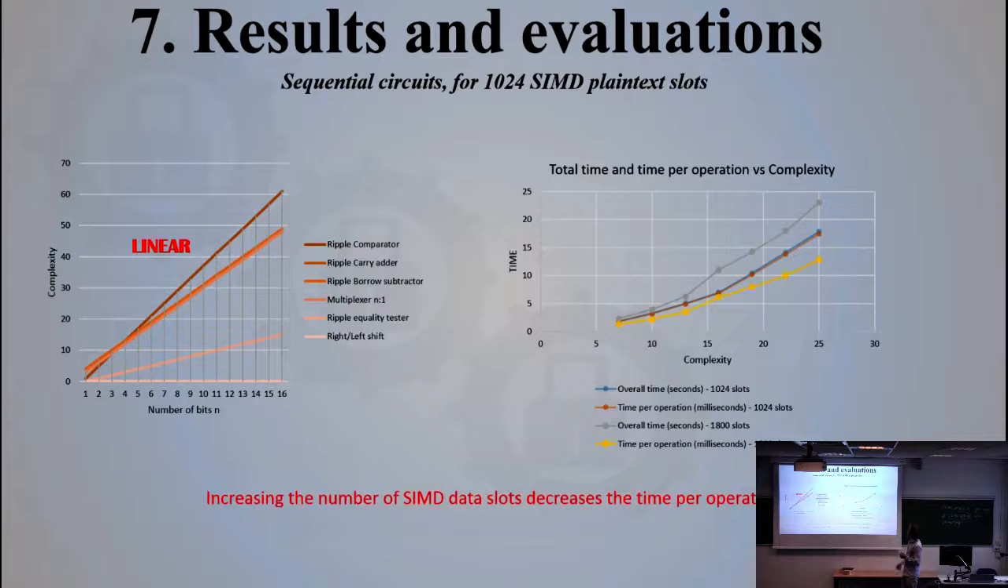And as you can see, this is another graph showing the time per operation in yellow for 1,800 slots. The gray one is the overall time, and this is the same thing for 1,024 slots. What you can see is that if you increase the number of slots, the time per operation will be way lower, even if the overall time will take longer. So this is great if you focus on the overall throughput of the system and not on the overall time needed.